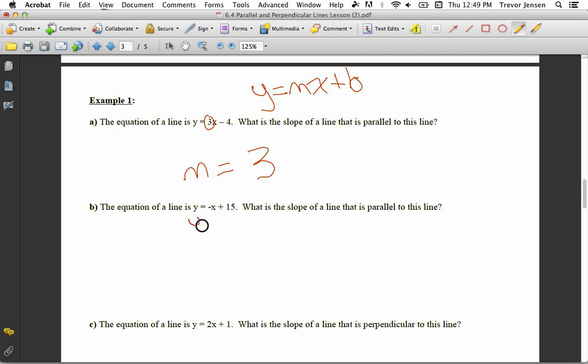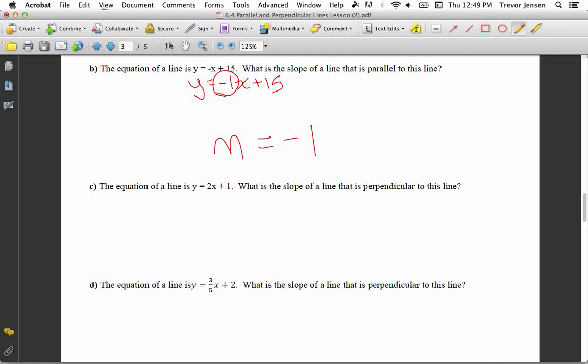So remember, there's actually a negative 1 there. It's actually negative 1x plus 15. So the slope is in fact negative 1 of that line. Any line parallel to this line here is going to have the exact same slope, so it'll have a slope of negative 1 as well.